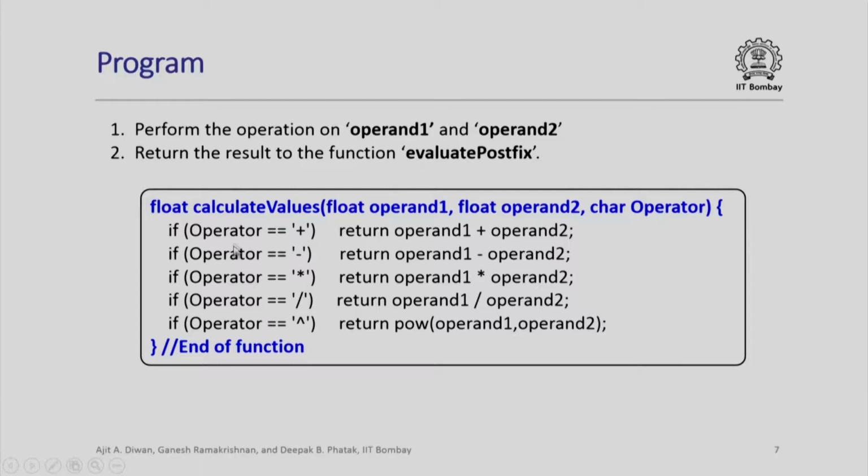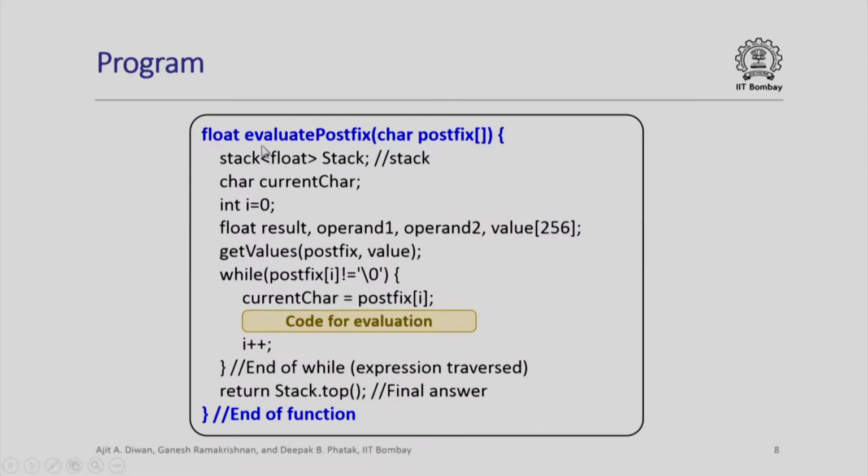This is the function calculate values. It has two operands and the operator as the parameters. It is extremely simple. If operator is plus or minus or star or slash or raised to, we perform the necessary operation, and this is the end of the function. The result is returned simply like this here. Next, we look at the evaluate postfix function. This will get the postfix expression array itself as a parameter.